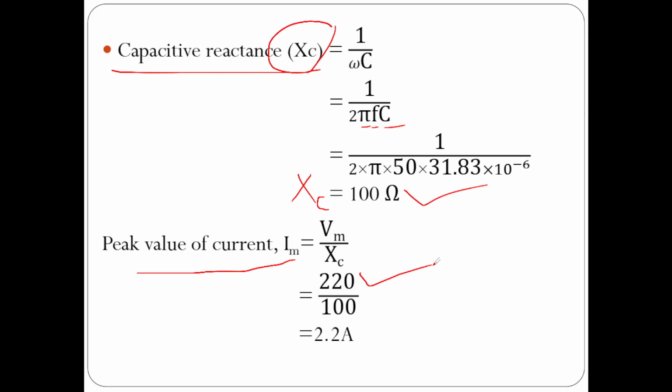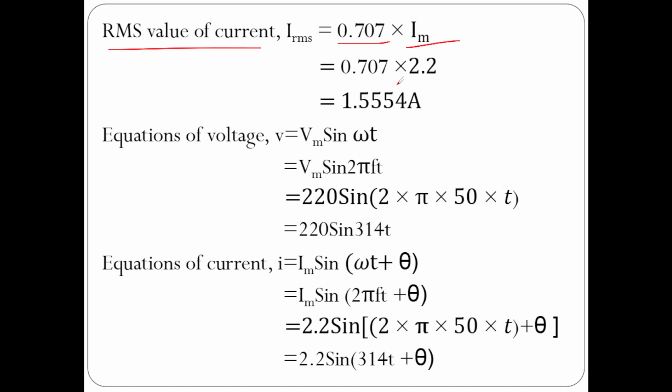Now the RMS value of current is 0.707 times the peak value. So 0.707 into the peak value, 2.2. Just substitute it, and you will get IRMS, that is 1.5554 amperes.